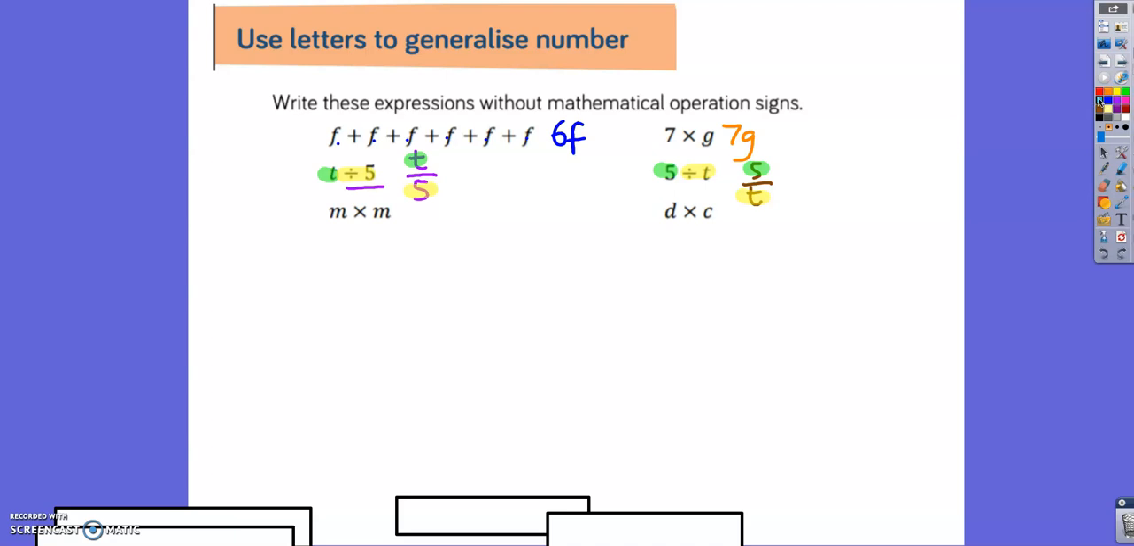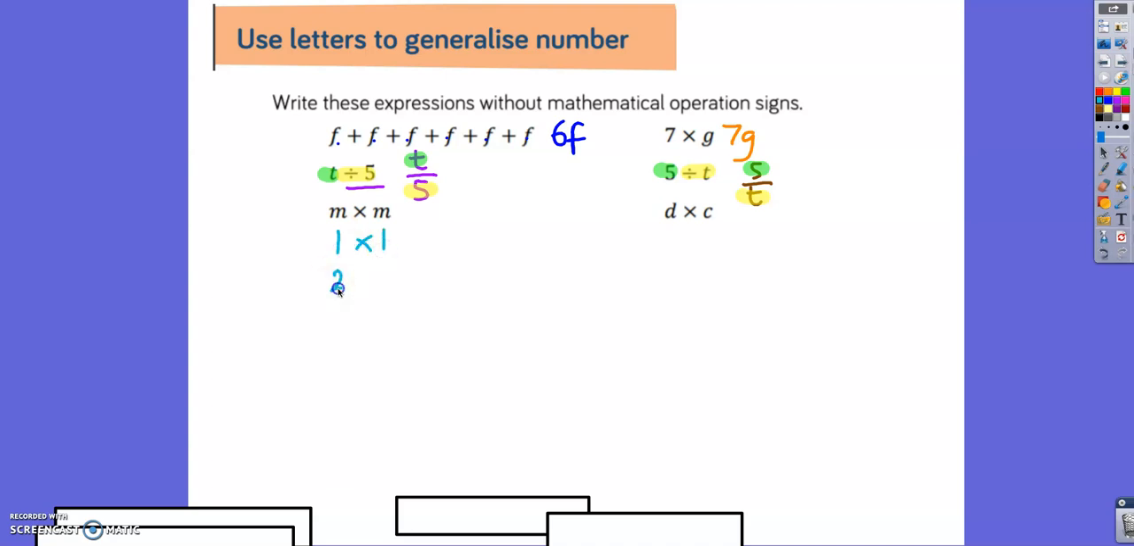Now for these next ones, we have m times m. Now this is not 2m. Okay, it is not 2m. 2m is m plus m. But there is a skill that we can apply here. When we think about any number, so in this case here, we know that m is going to be the exact same value.